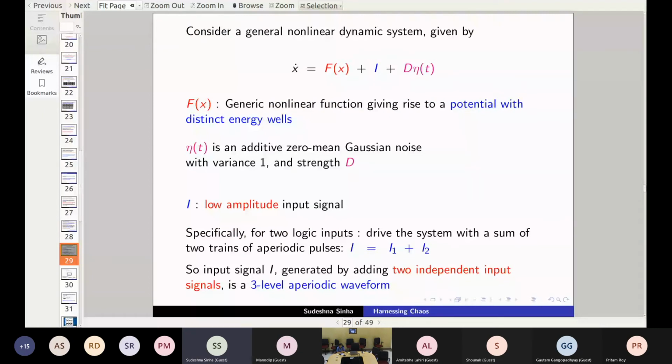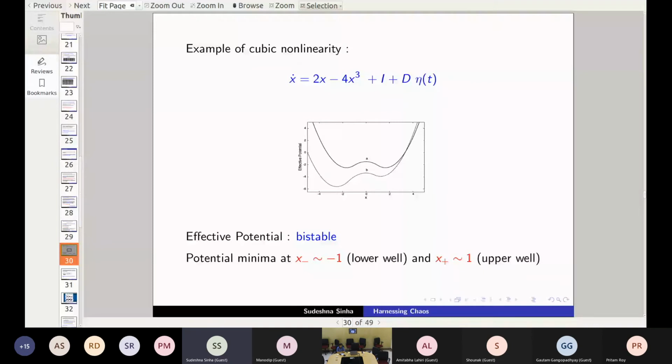If you take a very general nonlinear system, just put an f of x which has some distinct energy wells. Now I drive it with a low amplitude signal. Remember, it's low amplitude, sub-threshold, because we want low amplitude giving big results. That's the hope. And this is aperiodic, because it is given from the outside, whatever comes, and it's a 3-level waveform. For instance, you can have a cubic nonlinearity, and you have 2 wells.